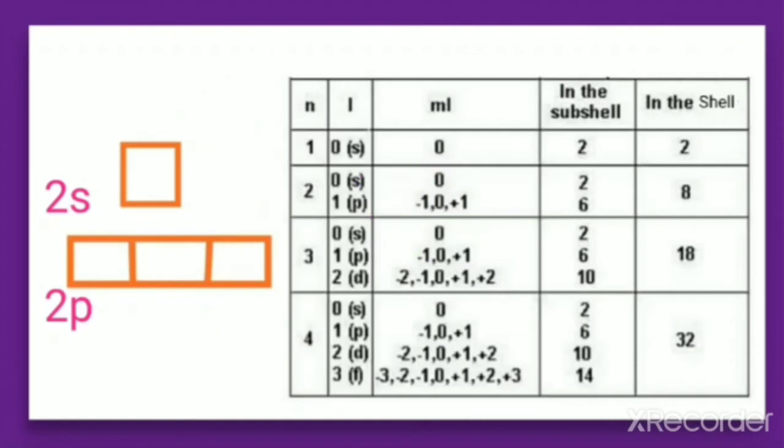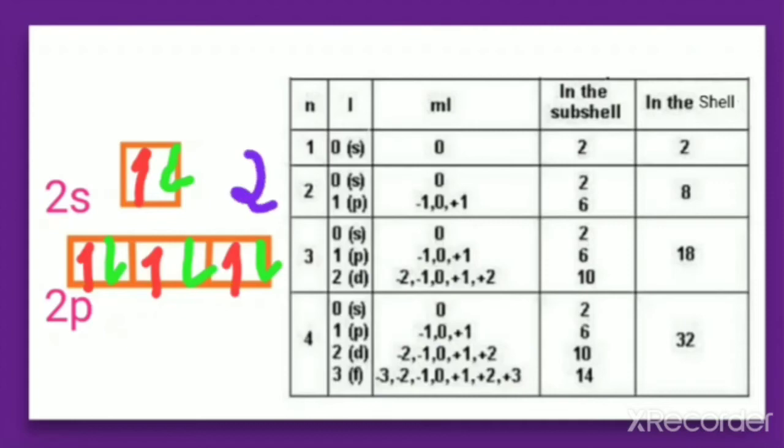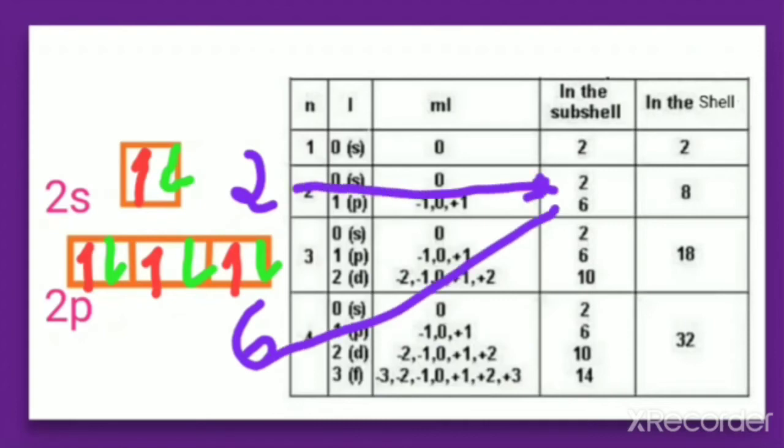Now, how do we fill the electrons in this? First, for the case of 2s, a maximum of 2 electrons can be accommodated, one in the clockwise direction and the other in the anti-clockwise direction. Let us fill the 2p: one here clockwise, clockwise, clockwise, and then anti-clockwise, anti-clockwise, anti-clockwise. So in the case of 2s, a maximum of 2 electrons are there, and in the case of 2p, a maximum of 6 electrons. Therefore, you got the value 2 here and the value 6 from here.